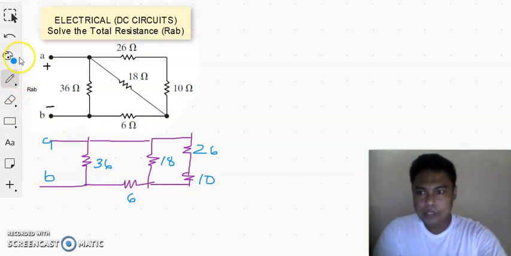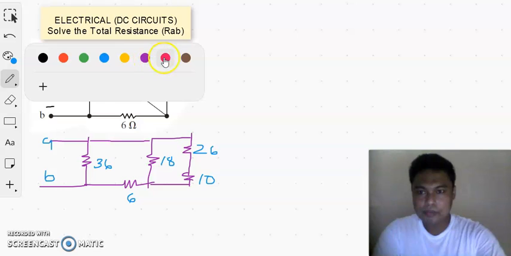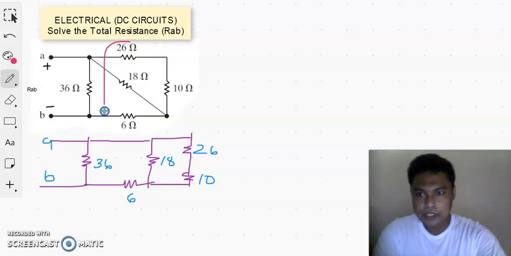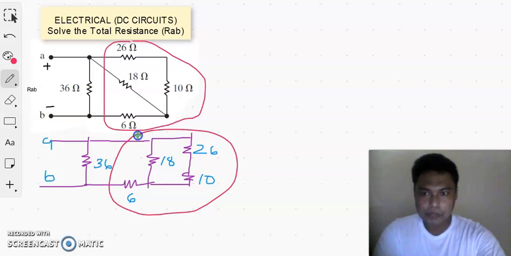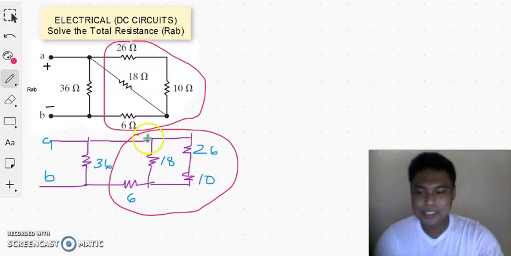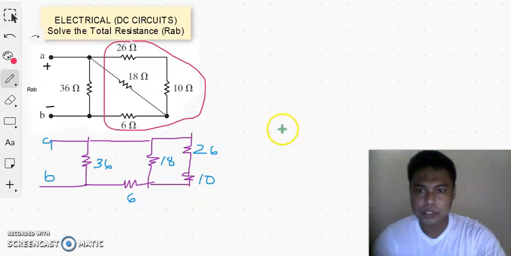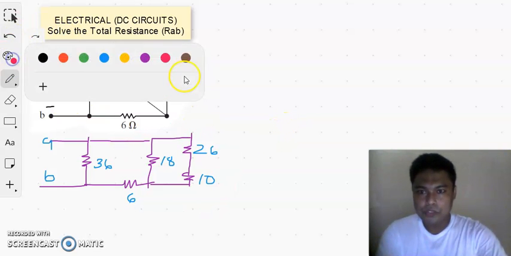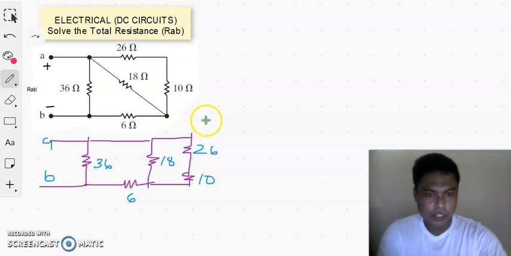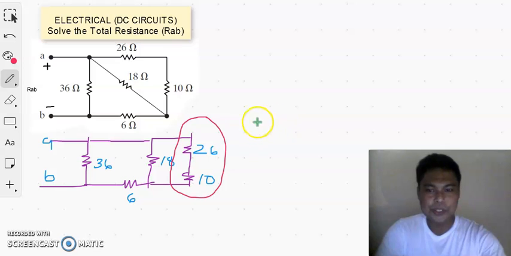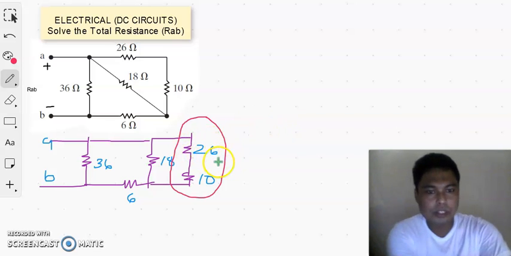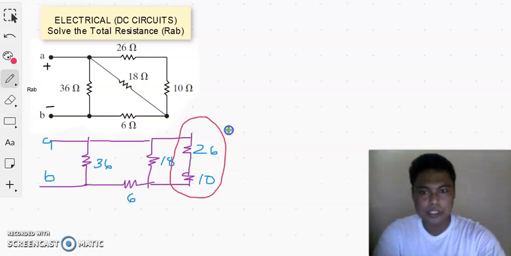Okay. Have you observed that this portion is equivalent to this portion? They are the same. So therefore, have you observed on this tail end? The 26 ohms and 10 ohms are connected in series. So this, we can have it as R1.